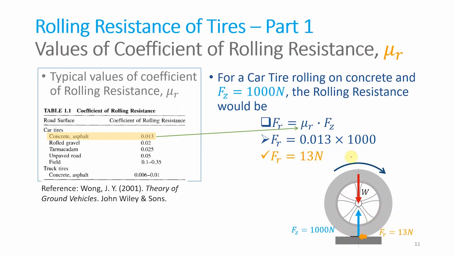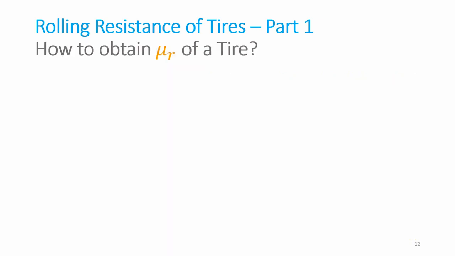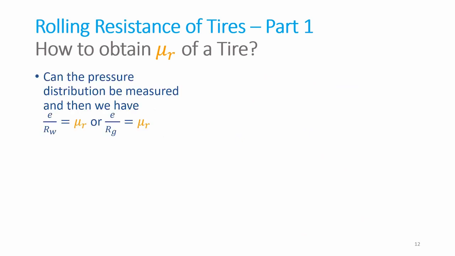So this is the visual illustration of what we have spoken just now. Weight is 1000 Newton and Fz is also 1000 Newton, and the rolling resistance we get is 13 Newton. Now one of the very important questions to be asked is how to obtain mu r of a tire. Can the pressure distribution be measured and then we have e by Rw equal to mu r or e by Rg equal to mu r? This one, as you remember, is in case of a tire on a hard surface, and this one is in case of a tire on a soft surface.